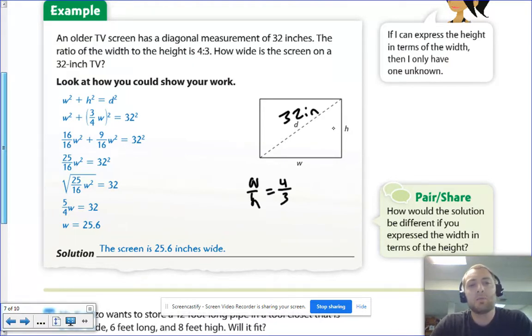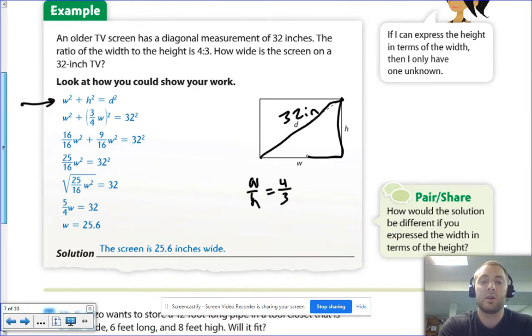So they said W squared plus H squared equals D squared. And again, that's the Pythagorean theorem. That's what we've been studying for the last 2 sections. If you take this diagonal with the width and the height, it's a rectangle, so it makes a right angle. And it makes sense. The 2 legs squared and added together has to equal the diagonal, or the hypotenuse, squared.